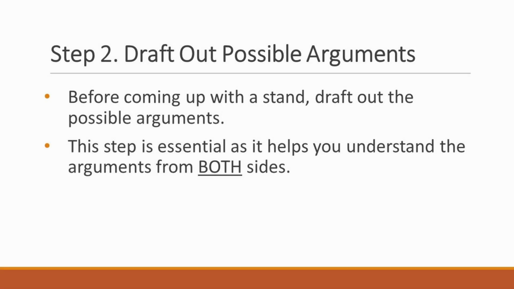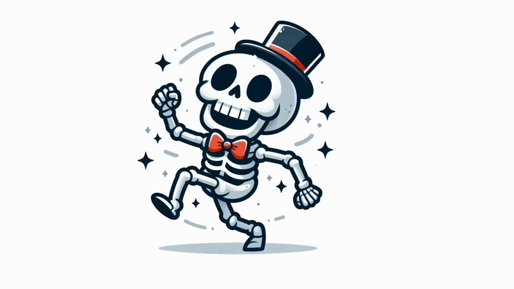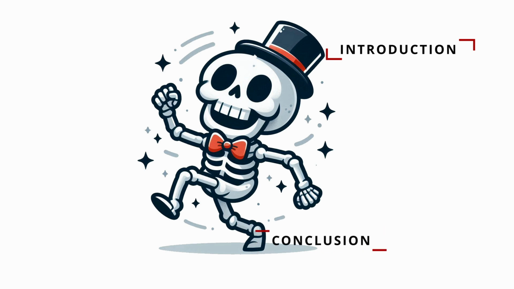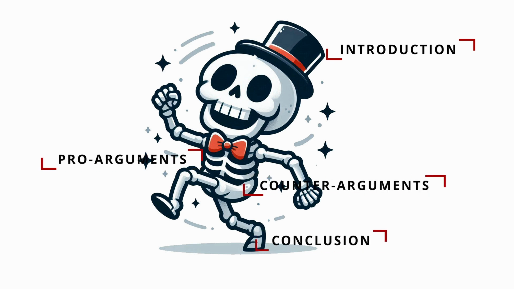Step 2. Draft out possible arguments. Before coming up with a stand, draft out the possible arguments. This step is essential as it helps you understand the arguments from both sides. Imagine your draft is like a little skeleton. The head is the introduction, the legs are the conclusion, and the ribs represent the arguments from each side.